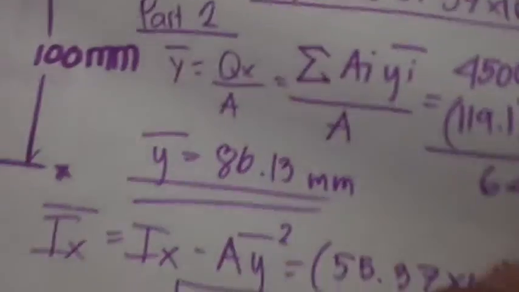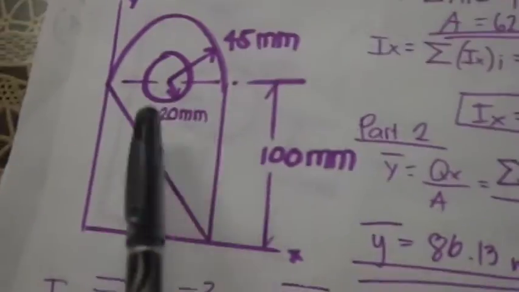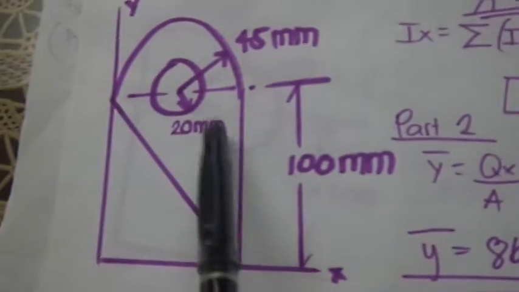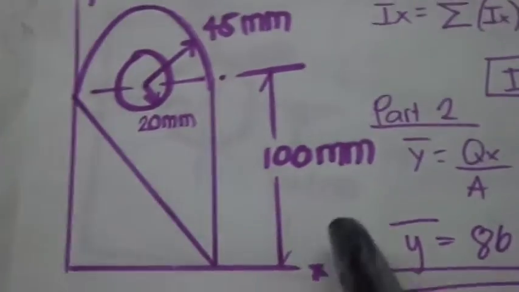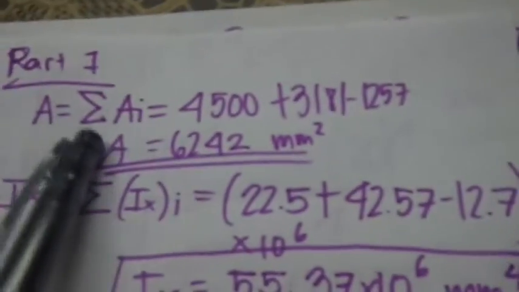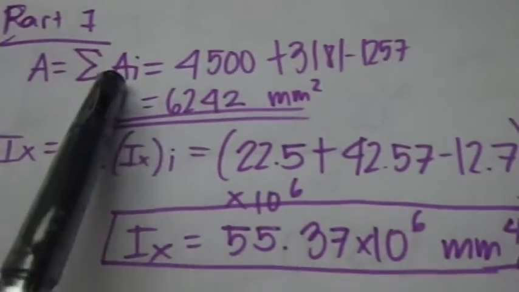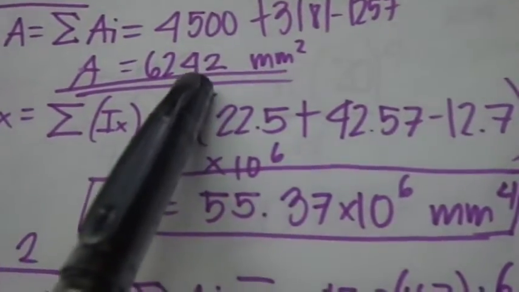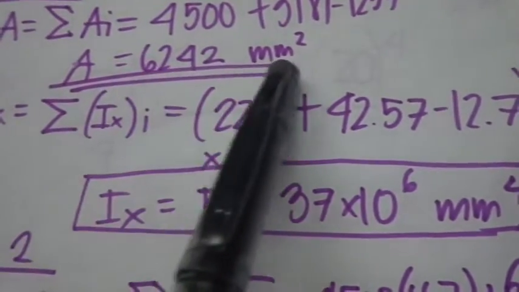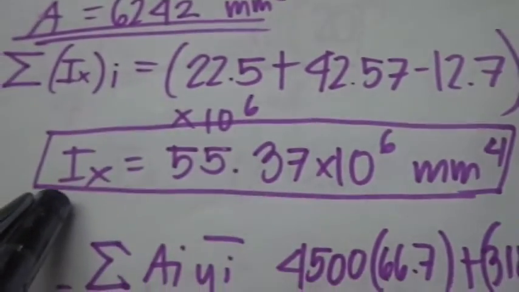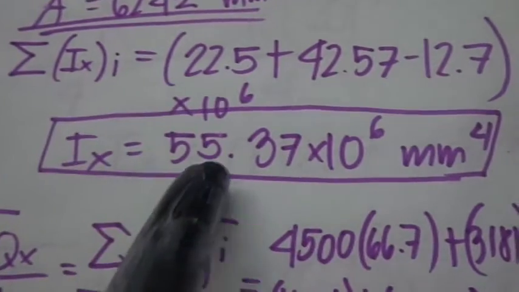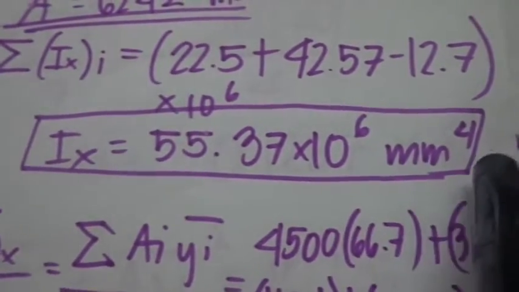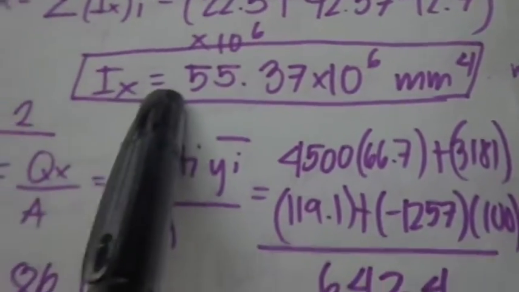Now, given that we've already solved for the Ix of all the shapes, we would need to take the summation of all the areas and all the Ix to get the total area of the composite area, which is 6,242 millimeters squared, and the total Ix, which is equal to 55.37 times 10 to the 6 millimeter to the 4th, which is the answer to the first question.